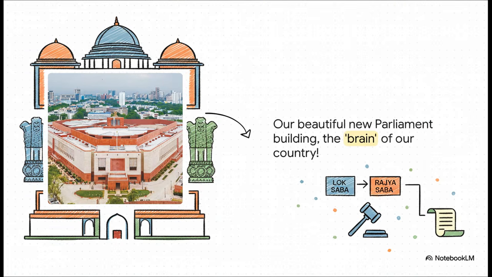So let's start our little virtual tour right here with this amazing building. This is our new parliament, and you can think of it as the brain of our entire country. I mean, this is where all the big decisions that affect over 140 crore people are made. It's where our democracy is alive and kicking every single day.